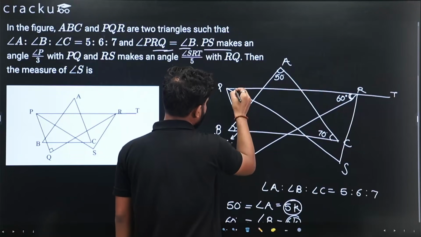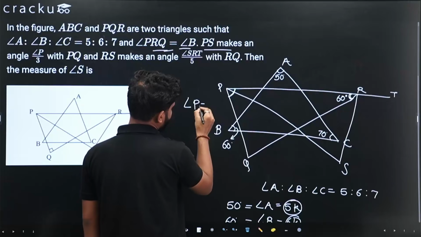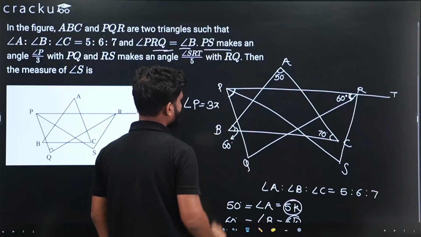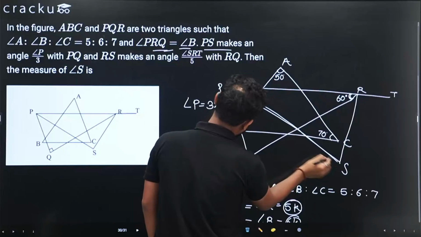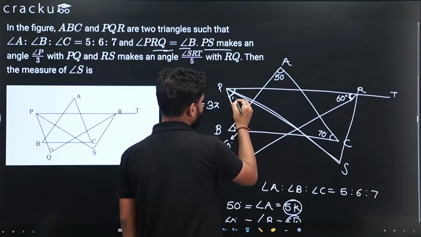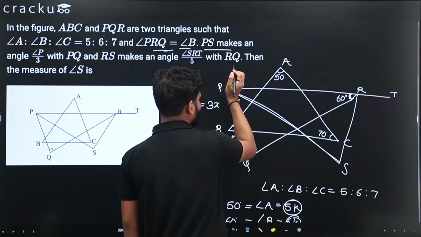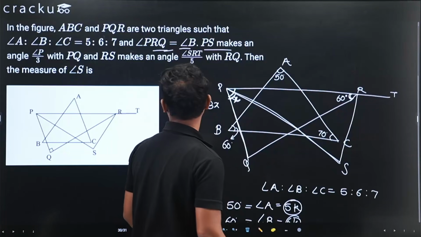Then PS makes an angle P by 3 with PQ. So angle P is this complete angle. So let us say angle P is 3x. So this is PS and PQ will have angle P by 3. P by 3 means this will be x. So this small angle will be x.